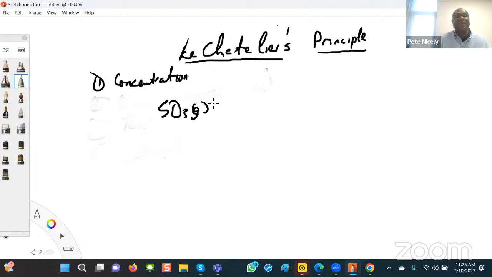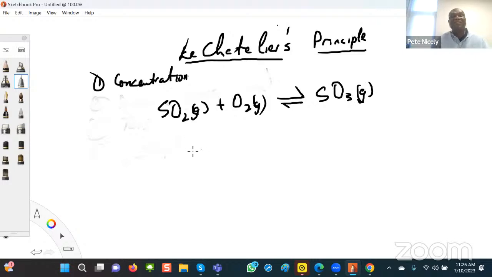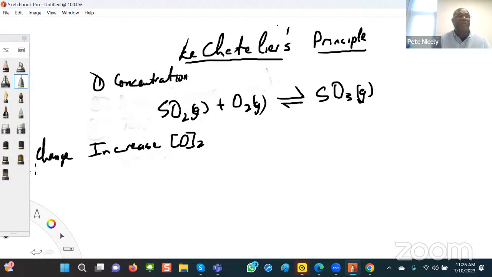The example we're going to look at here is SO3 gas plus O3, I'm sorry, O2 gas. Oh, my bad. This should be SO2 gas right here, plus O2 gas in equilibrium with SO3 gas. So this is a system already in equilibrium. Let's look at increasing the concentration of O2. So that is a change imposed.